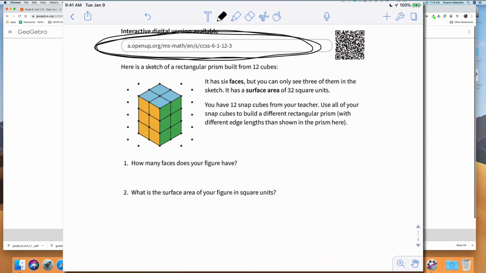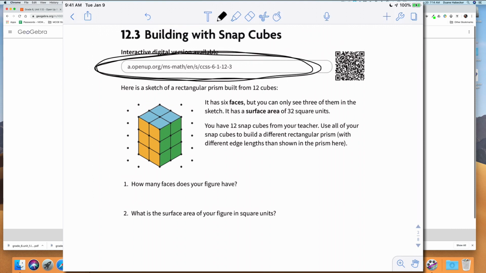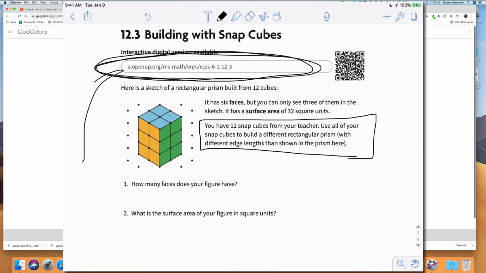It says here is a sketch of a rectangular prism built from 12 cubes. It has 6 faces, but you can only see 3 of them in the sketch. And now we're being told that the surface area is 32 square units. And it says you have 12 snap cubes from your teacher, or you're using the GeoGebra applet, right? Because there it is right there. Except that link didn't work for me, so I already showed you the URL.